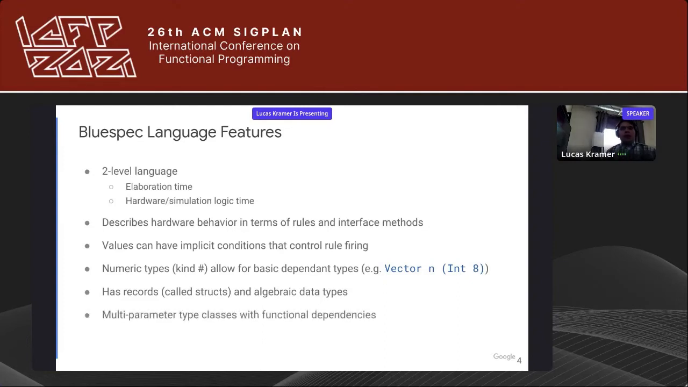We also want to be able to have hardware designers use these algebraic data types, and the type class system is really what enables this. We have multi-parameter type classes with functional dependencies, amongst other features that we're interested in.